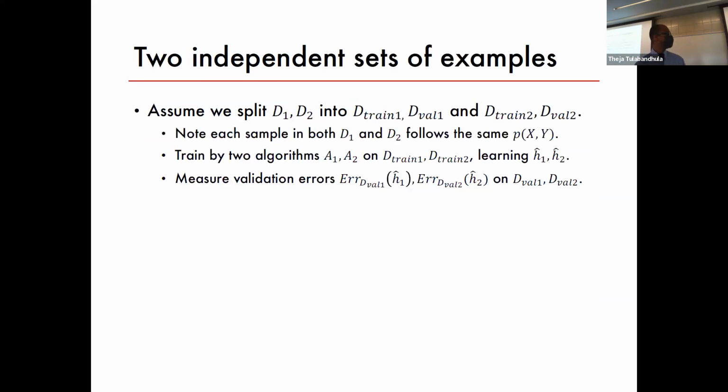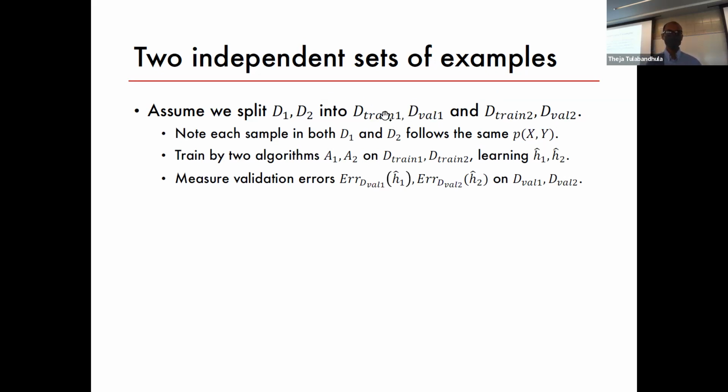So here's an example. How can this t-test be used to say something more beyond reporting assessment numbers for two models? For that, you need to do a little bit more preparation. You need two data sets, D1 and D2, which builds on the holdout validation idea. So we're going to use dtrain1 and dval1, dtrain2 and dval2.